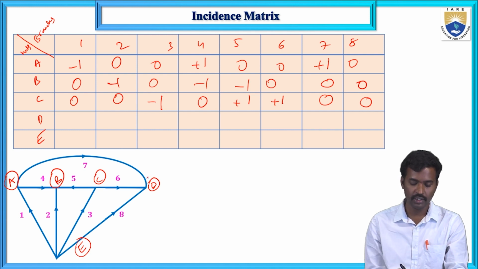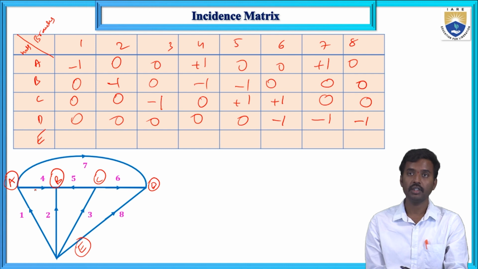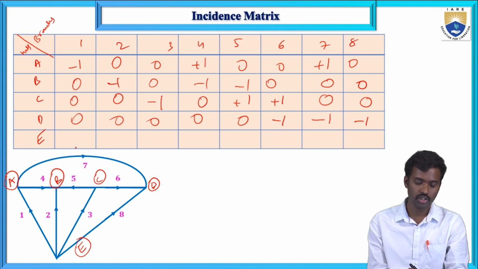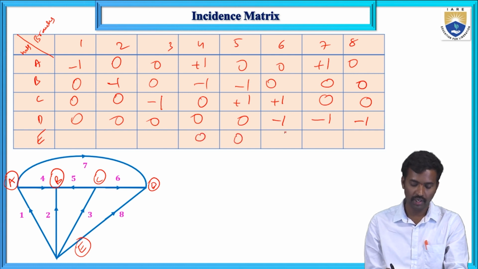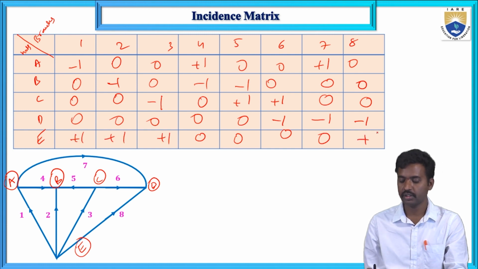And for this particular D node, 7 is entering, so that is -1, and 8 is entering, that is -1, and 6 is entering, that is -1. Remaining all elements in that row are 0, those branches are not associated with D. And for E node, 4, 5, 6 and 7 are not associated, only 1, 2, 3 and 8 are leaving the node, +1, +1, +1, and +1.